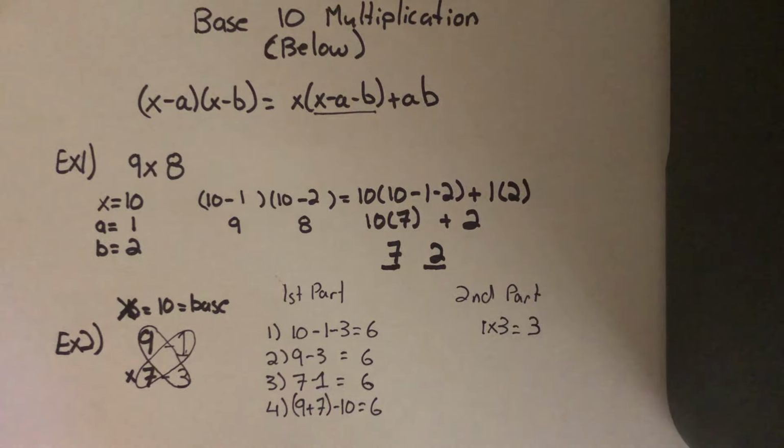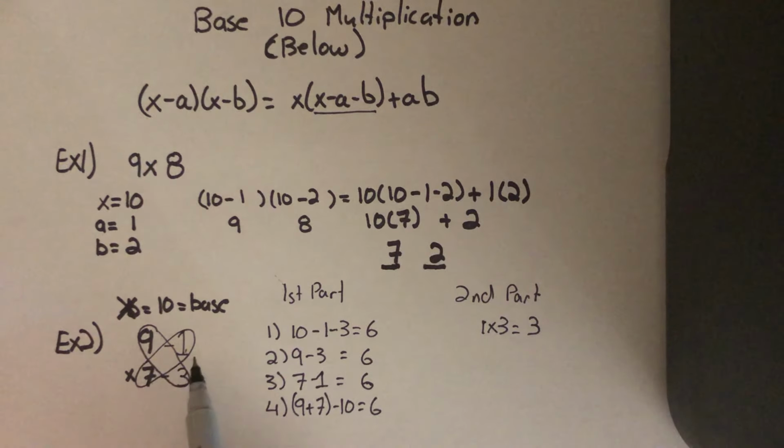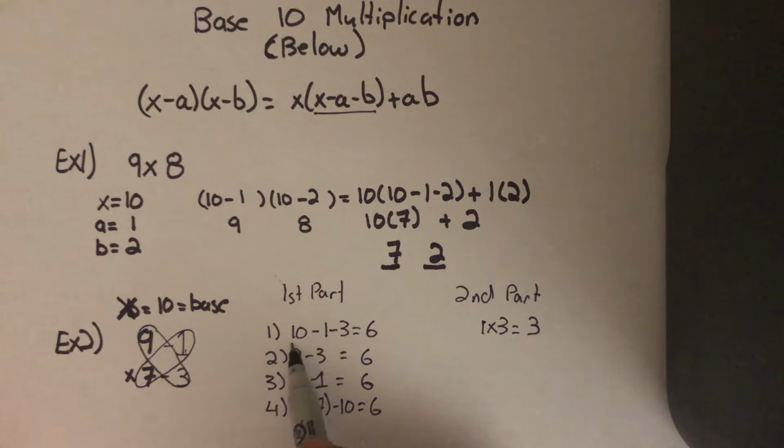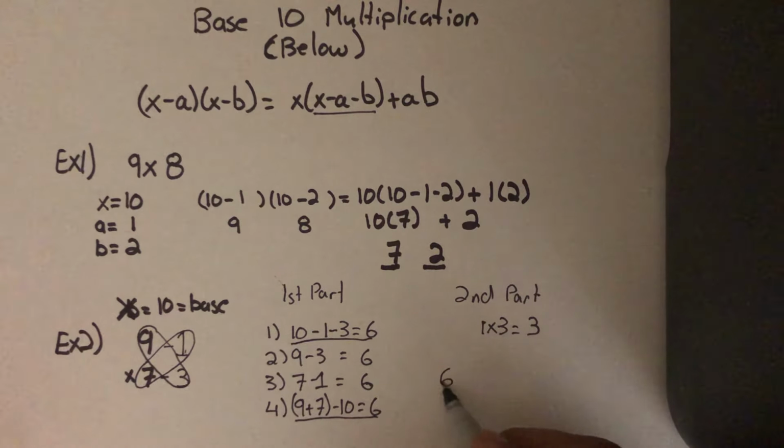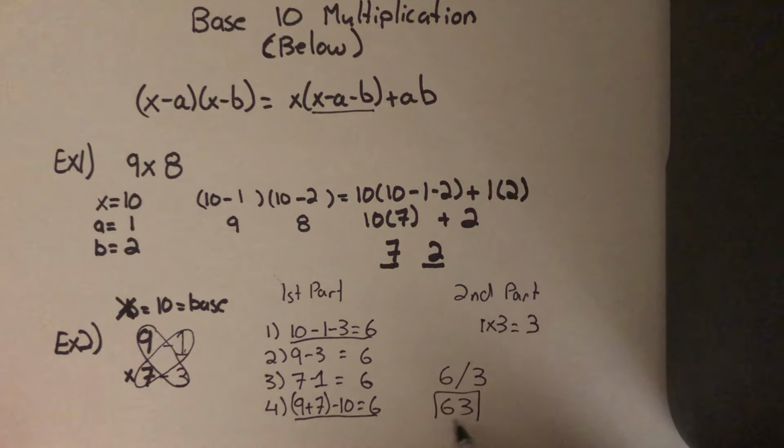Okay, so you want to make a decision which way you like getting the first part. Most of the time it's taught to take the difference of the diagonals, but I know a lot of people who like this way better, and even a few who like this way better. So make sure you make a choice and stay with it. As far as our answer, the first part is just 6, and the second part is just 3. There's nothing to carry over, so my answer is 63.